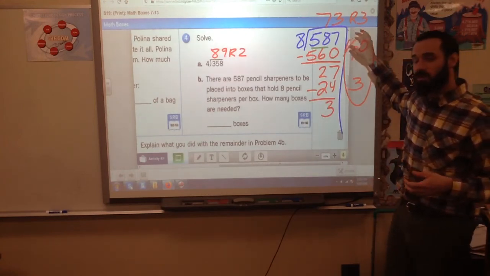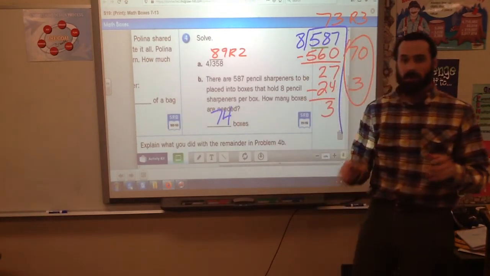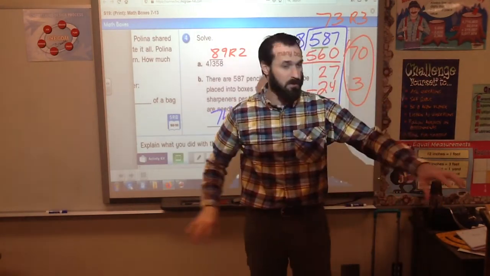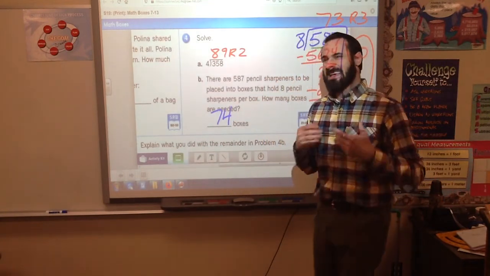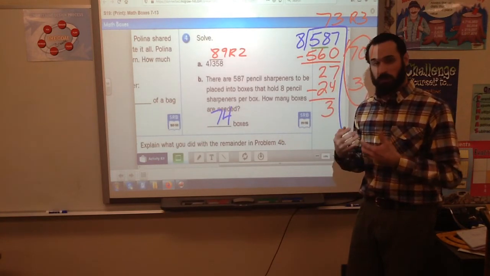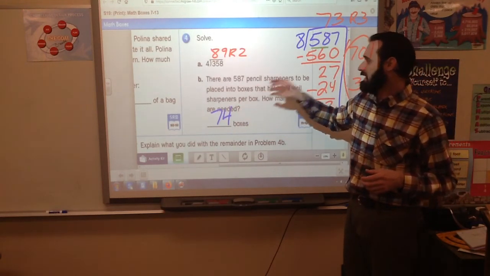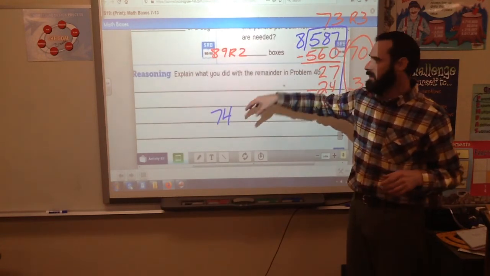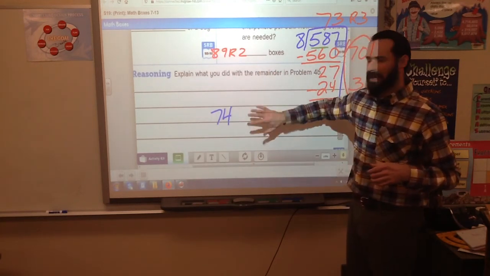What you needed to do here was round up. I need a 74th box because I fill up my 73rd box, 1, 2, 3, 4, 5, 6, 7, 8. I push that away and there's 3 more. I take my 74th box, 1, 2, 3 pencil sharpeners. Is the 74th box full? No. You could put 5 more in there. But without that 74th box, I'm not getting all the pencil sharpeners in a box. And that's really what this was down here. It's just explaining why you need that 74th box. Okay? So I'm not going to write that out.